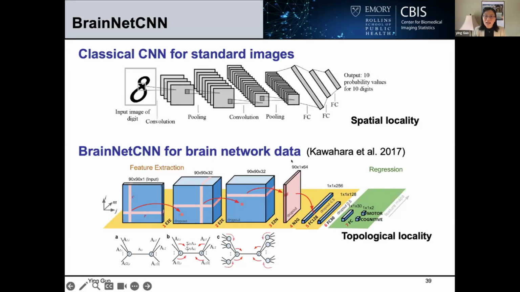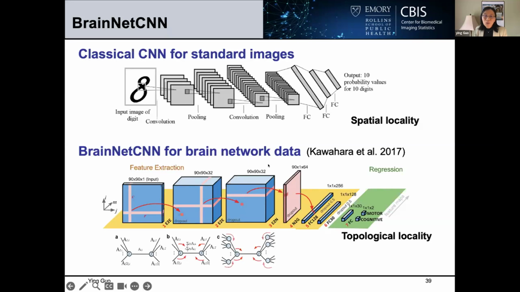The main reason is that it uses a very meaningful neurological innovation to do the convolution for brain network data. Here is a classical CNN for standard images. Typically, they use spatial kernels that take into account spatial locality to aggregate information from neighboring pixels when they update the latent representation of the current pixel, and convolve the information of the image.